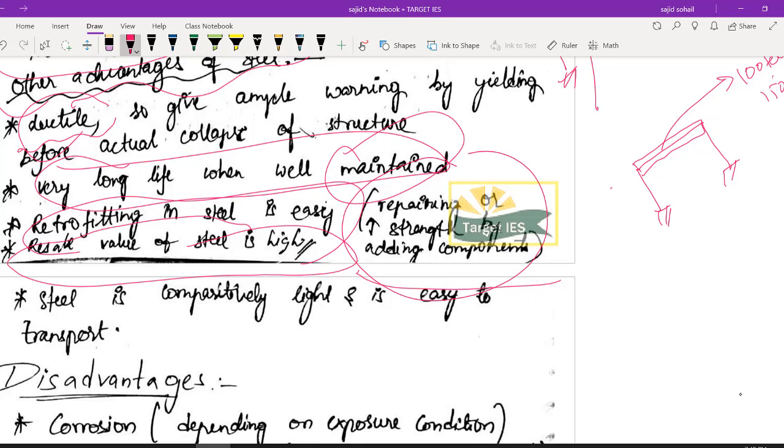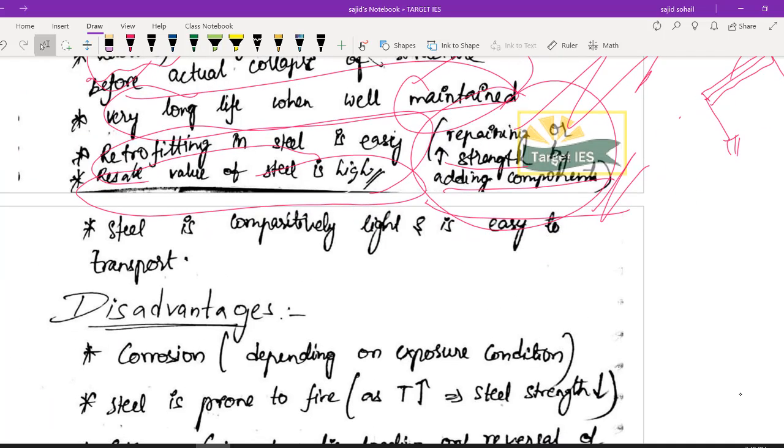Okay, you can repair our steel easily, and you can also increase the strength by adding components to the steel. I hope you get it right. It is very easy to add. It is not like RCC. It is very easy to add. I hope you get it.